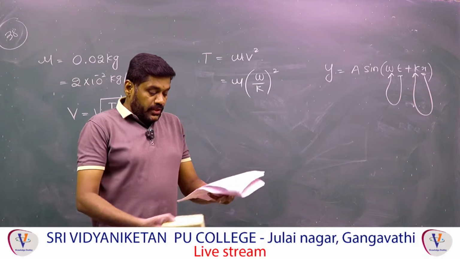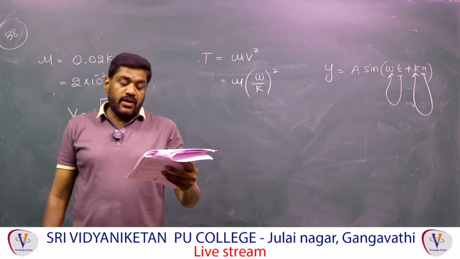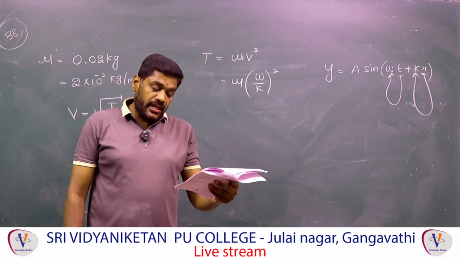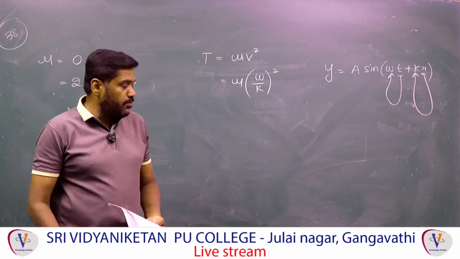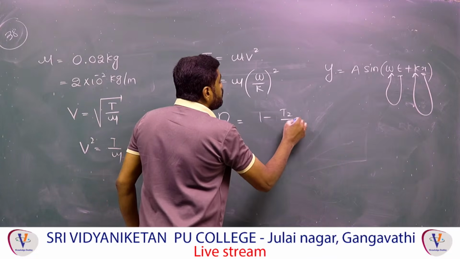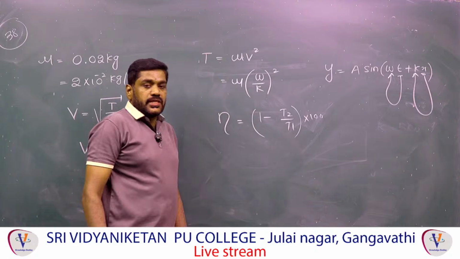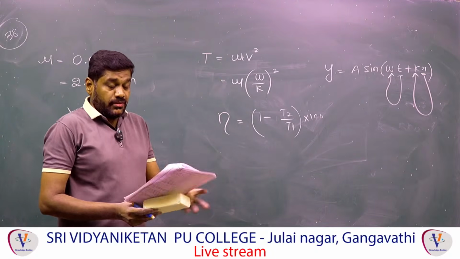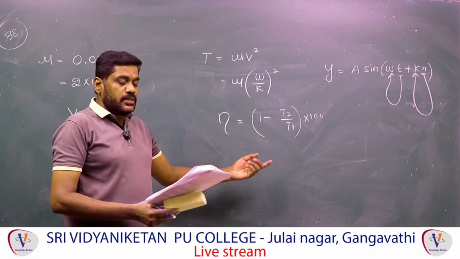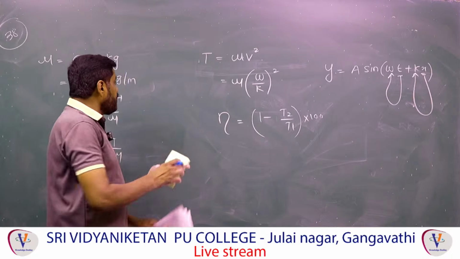Next, the maximum efficiency of an engine working between the temperatures 100 Kelvin and 400 Kelvin. Direct efficiency formula: eta is equal to 1 minus T2 by T1, into 100. T2 is the lower temperature and T1 is the higher temperature. Now you substitute that, you can get the answer for that. Next, question 40.